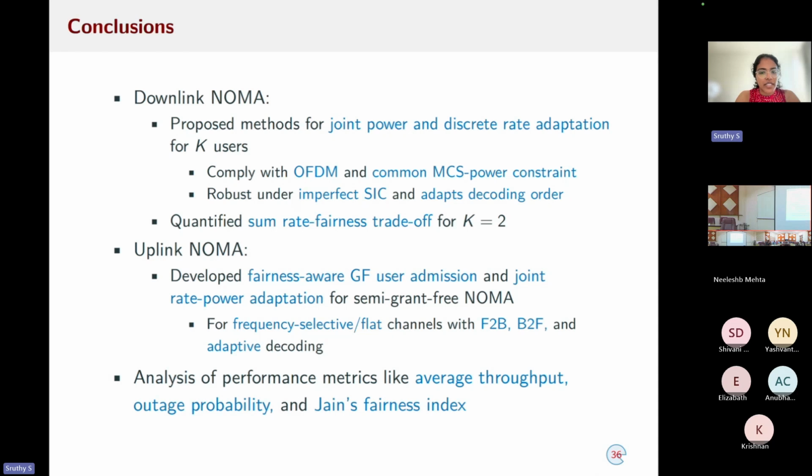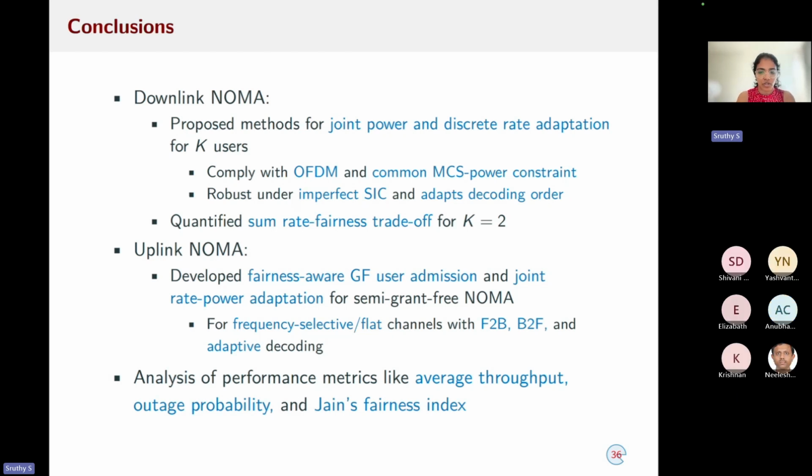We have also quantified the sum rate fairness trade-off for a two-user system. In uplink NOMA, we have developed a fairness-aware grant-free user admission and joint rate power adaptation for semi-grant-free NOMA. We did this for frequency-selective and frequency-flat channels with F2B, B2F, and adaptive decoding orders. We have also analyzed performance metrics like average throughput, outage probability, and rate fairness for each of these problems.